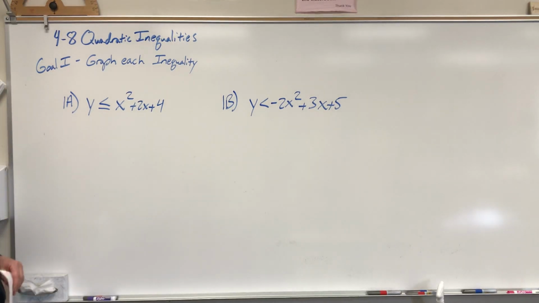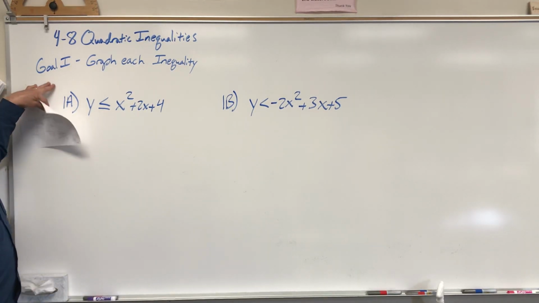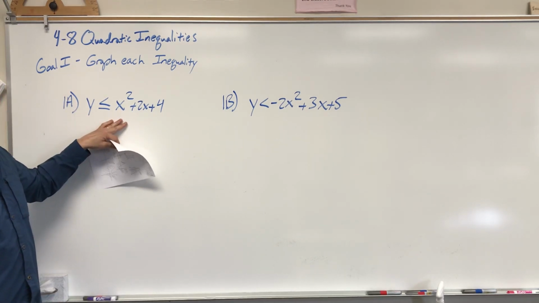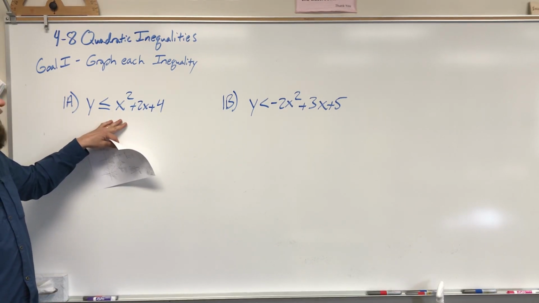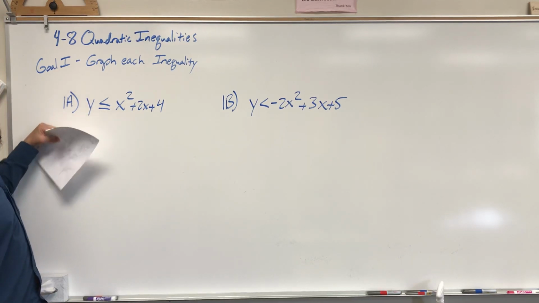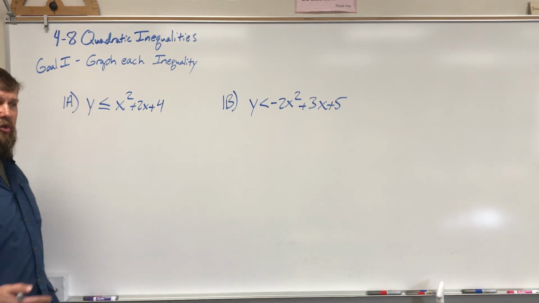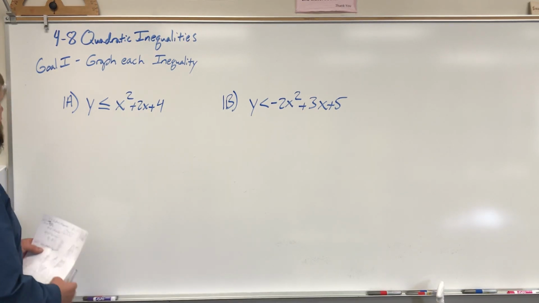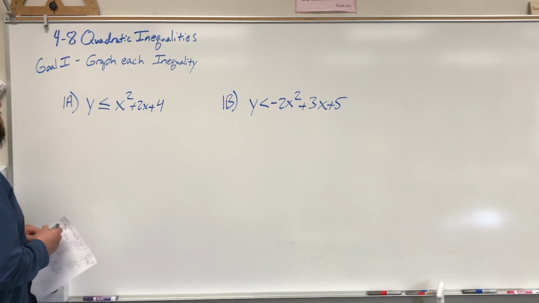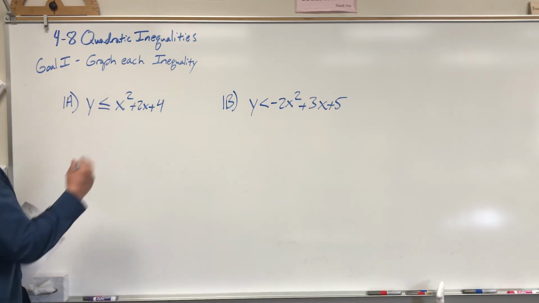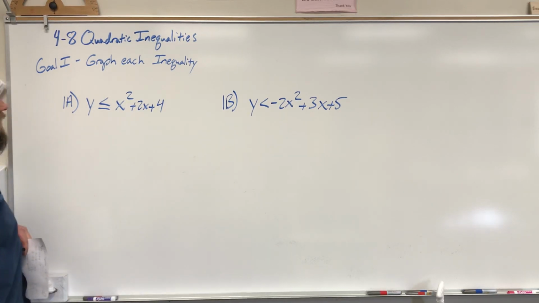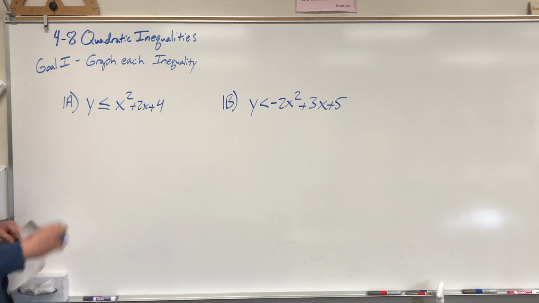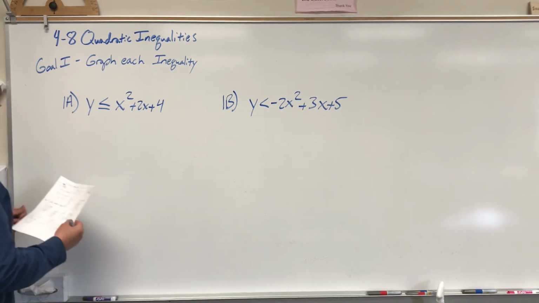Okay, so the first goal of this lesson is graphing each inequality. Basically what we're doing is graphing quadratic equations, but in an inequality form. So all we really have to worry about is the shaded region after we graph the parabola itself. Let's start with these two examples, 1A and 1B out of the book. Again, follow along in your book and pay attention to those types of problems.